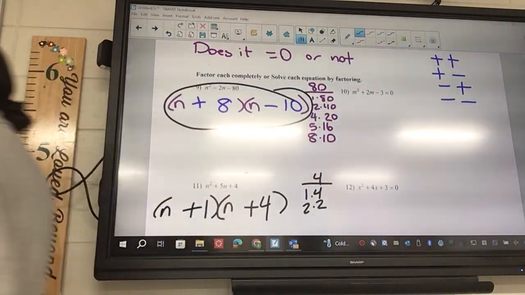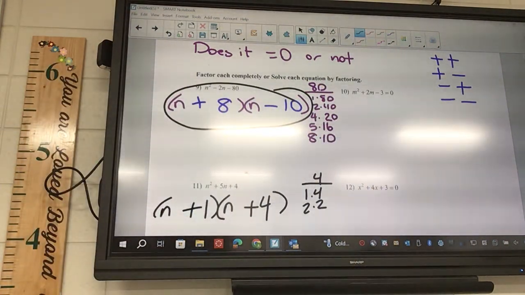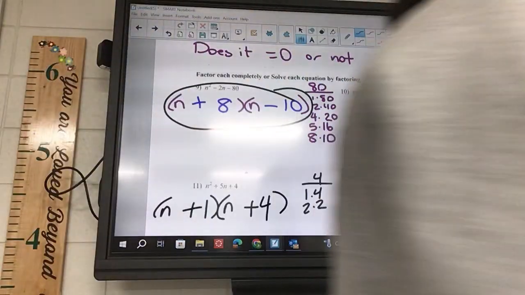Okay, do we stop or keep going? Does it say equal 0 or not? No. It does not, so we are done. Okay, we don't need to keep going. It doesn't say equal 0.